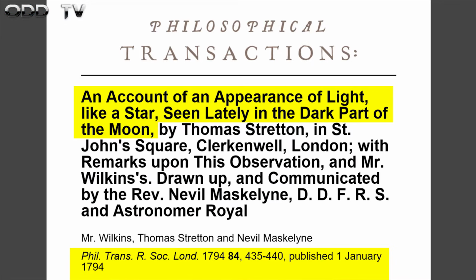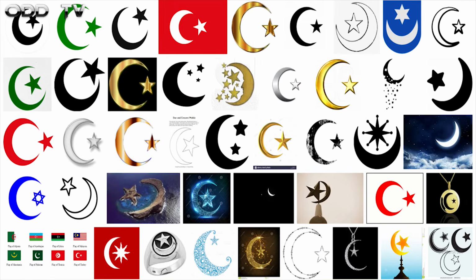It was also documented in the Royal Society of Philosophical Transactions from 1974. It says, an account of an appearance of light like a star seen lately in the dark part of the moon. You can download and read the whole PDF from the Royal Society website. This is why we have so many depictions of this throughout the world. But NASA and others maintain that the moon is a physical body that man can land on and visit. But only in the late 60s, early 70s.